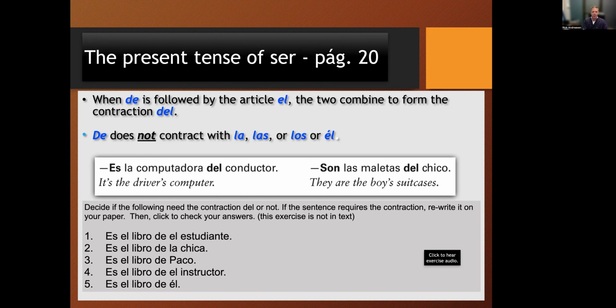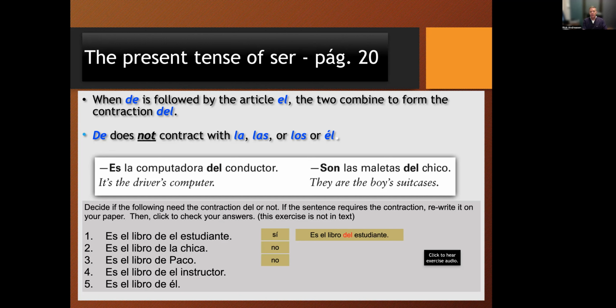So, número uno, es el libro de el estudiante. Sí, that requires a contraction. Del estudiante. Es el libro del estudiante. Número dos, es el libro de la chica. Do we make a contraction out of de la? No, we don't. Es el libro de la chica. Número tres, es el libro de Paco. Do we make a contraction or no? There's no article. So it's just plain old Paco's book.